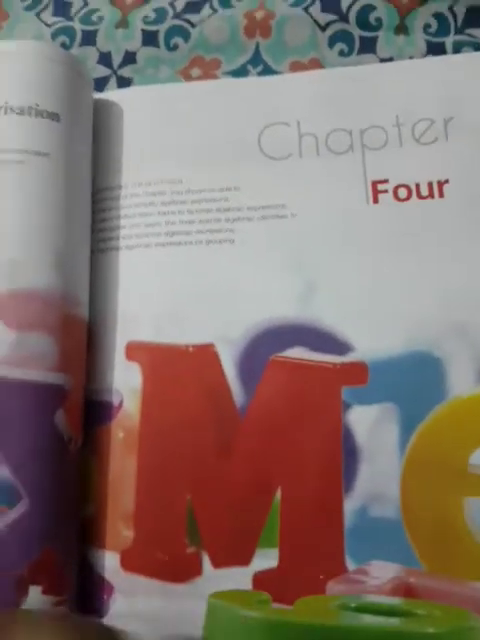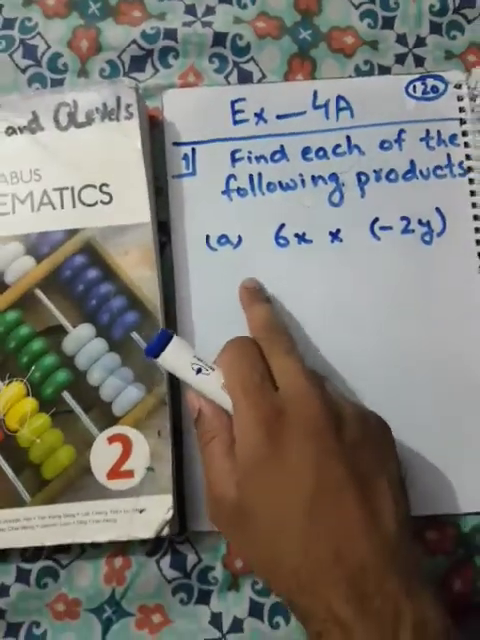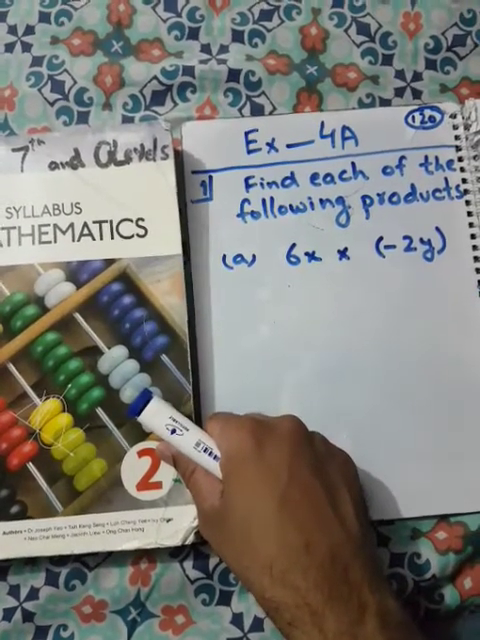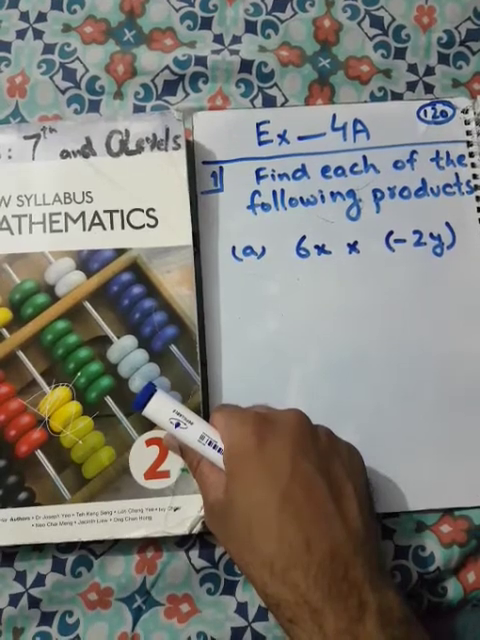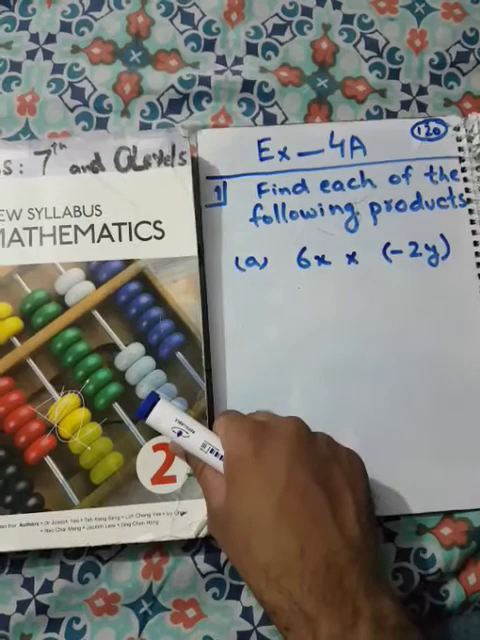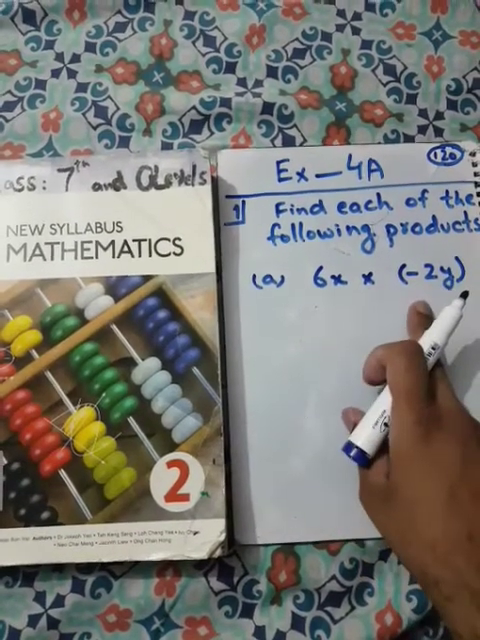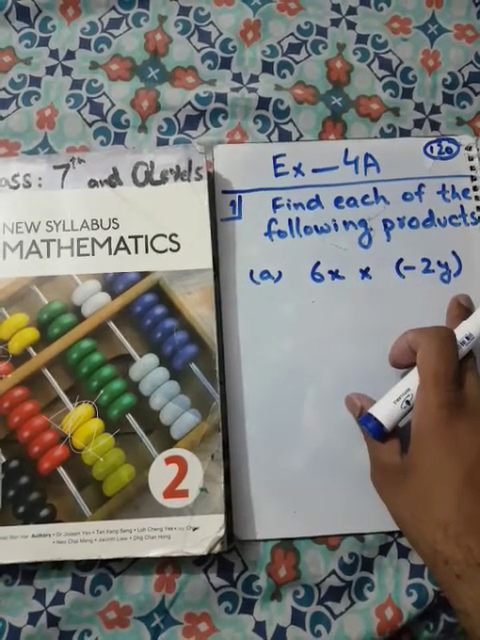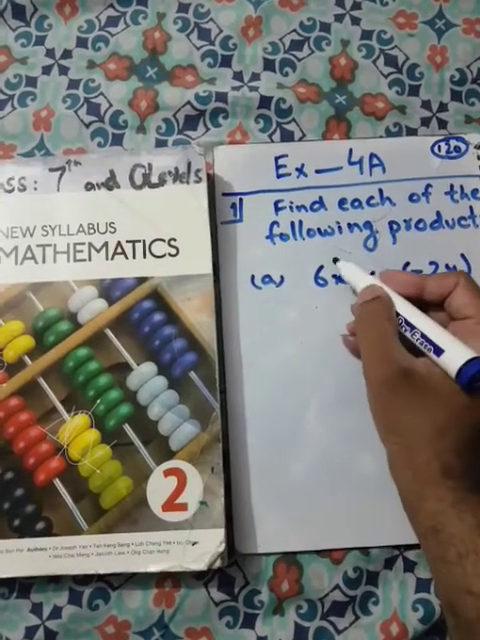So today I have taken a start from exercise 4a. The students who have not understood chapter number 3 previously and have appeared for the first time on my channel or on this video, this is a good opportunity for them to learn the basic algebraic properties. So let's start learning. 6x is going to multiply with minus 2y. Make sure you have your copy and pencil so that you can take notes of today's lecture.